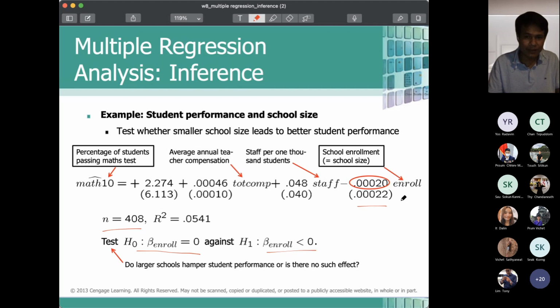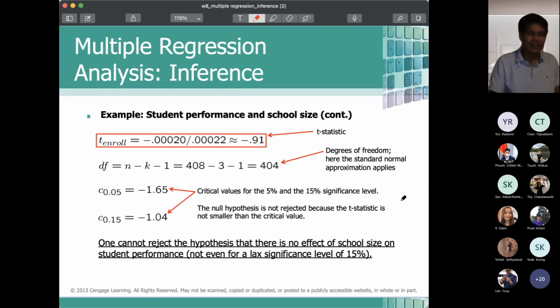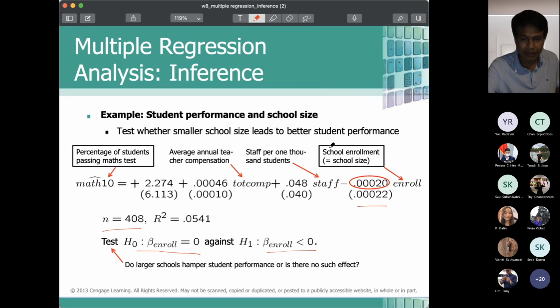Hopefully everyone is here by now. So again, our null hypothesis is that class size has no effect on math test. Our alternative hypothesis, we believe that class size has a negative effect on math test. Is that correct? All right. Next, let's generate t. t here is the coefficient minus 0. The standard error is 0.2. Is that correct? Right?